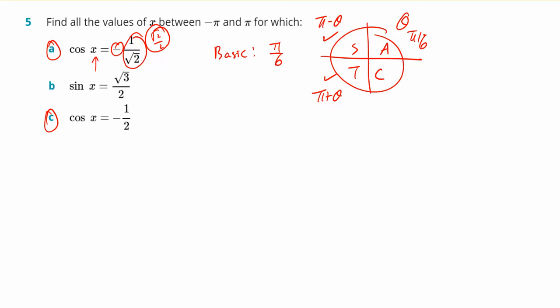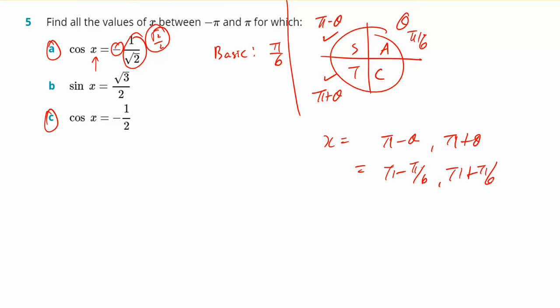Now, when I get my first two solutions once around the circle, x is equal to pi minus theta and pi plus theta. This is between 0 and 2 pi. So if I go 0 to 2 pi, I'll get pi minus pi on 6 and pi plus pi on 6. So pi minus pi on 6 is 5 pi on 6, and pi plus pi on 6 is 7 pi on 6.